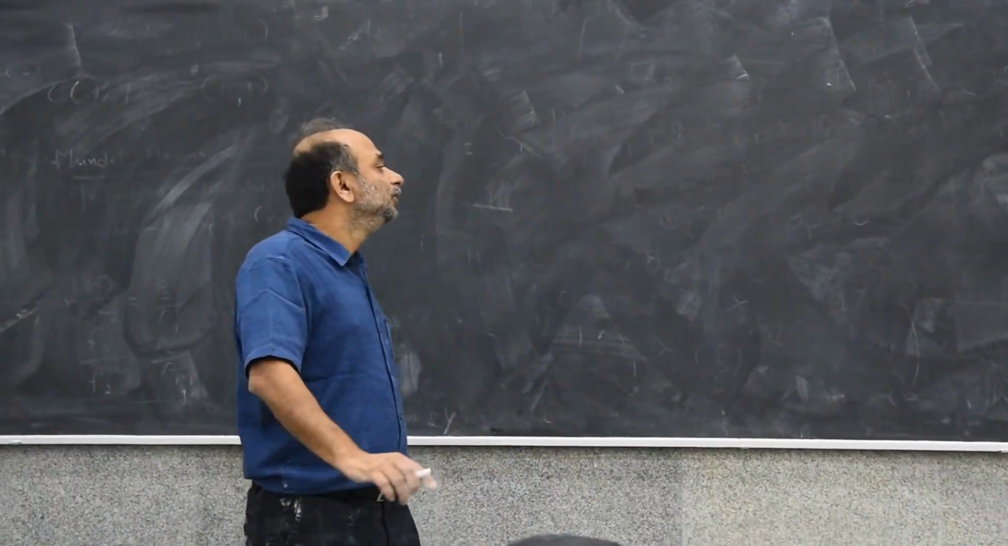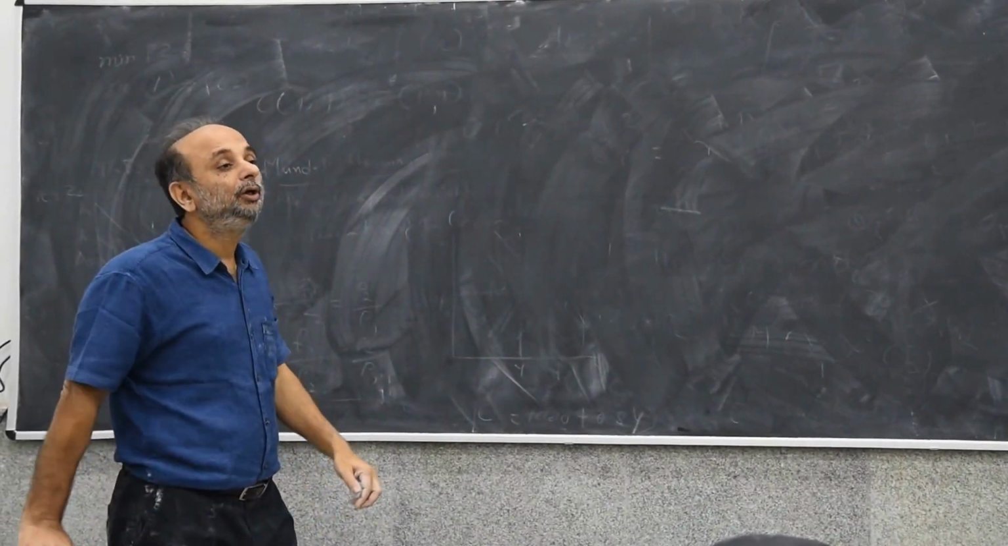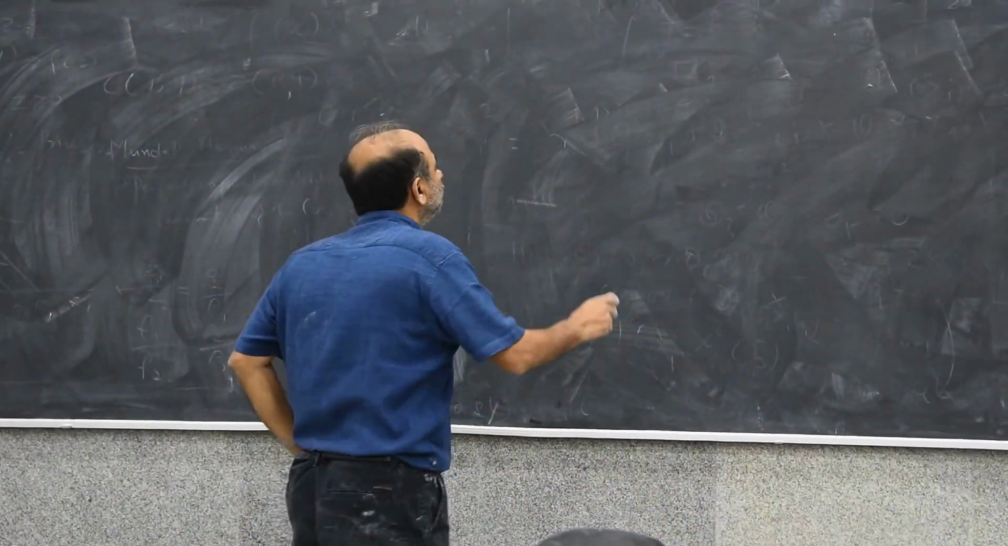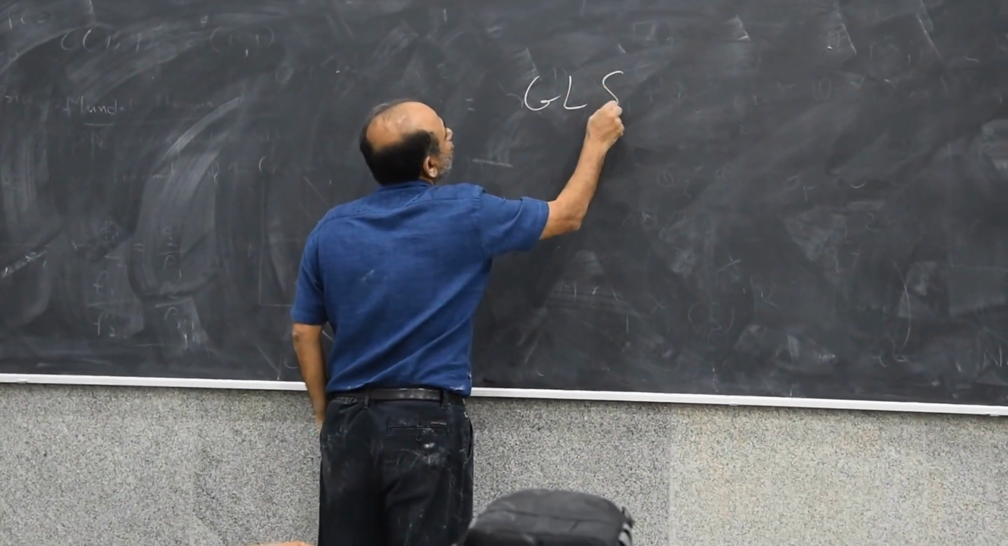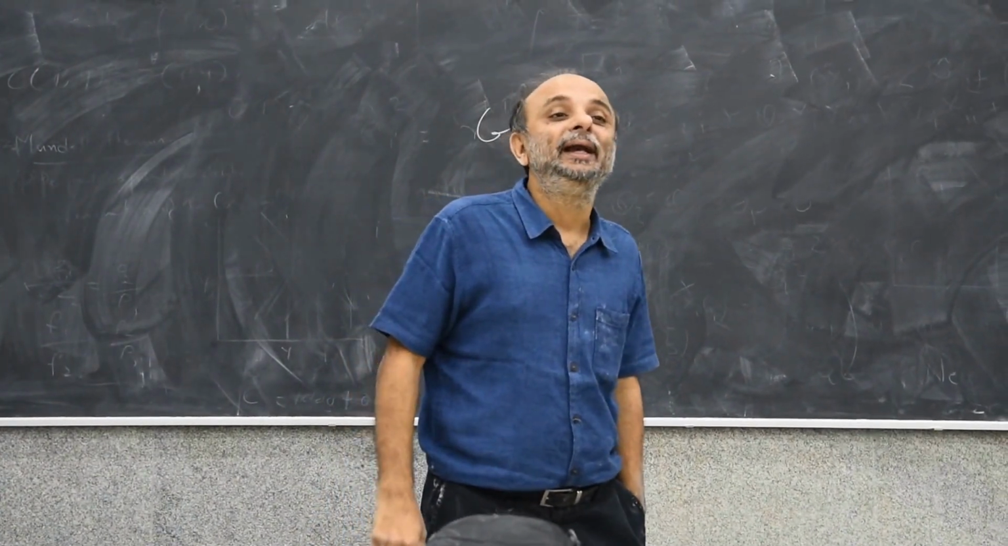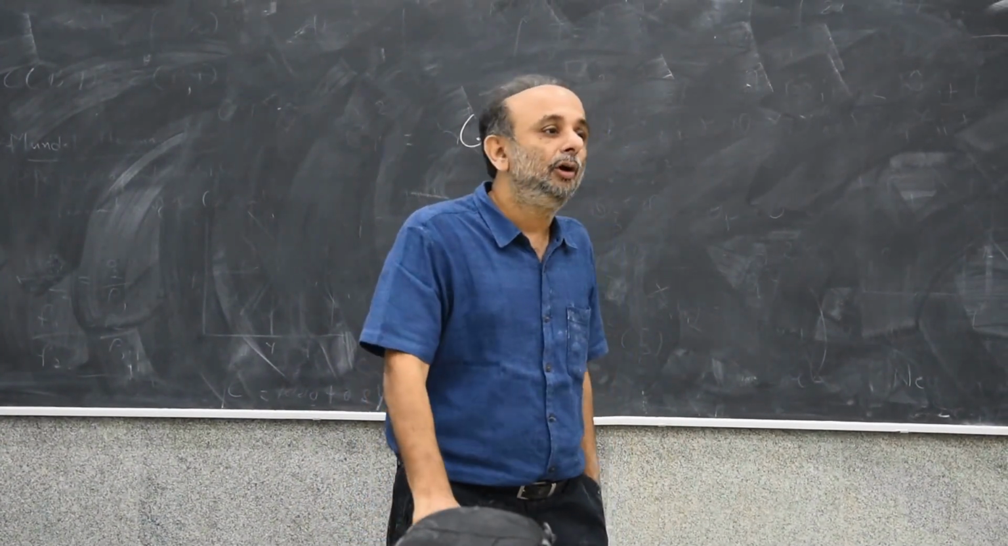Right. So folks, what to do if there is heteroscedasticity? The first approach that we are going to take is called generalized least squares, or GLS. Sometimes also called weighted least squares. Why is it called weighted least squares?